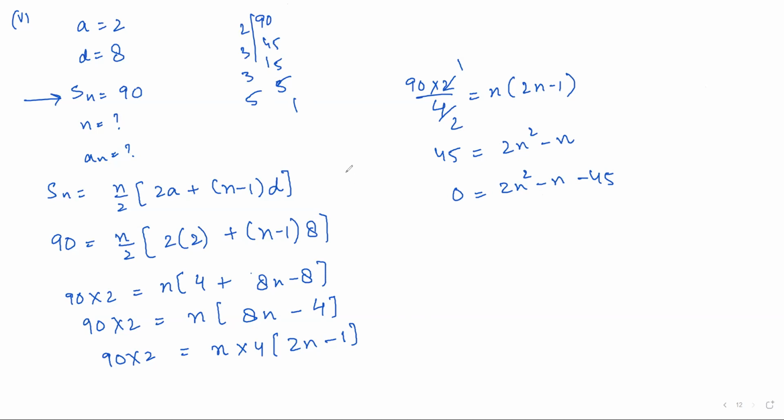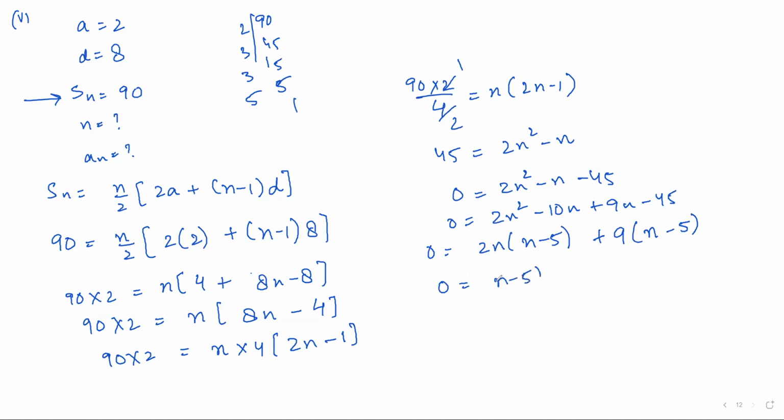Which combination should I take? 5 into 2 is 10. 10 and 9 I can take, right? 0 is equal to 2n square minus 10n plus 9n, because I want minus n, minus 45. So 0 is equal to 2n into (n minus 5), then plus, I can take 9 common, and (n minus 5), right? So 0 is equal to (n minus 5) into (2n plus 9).